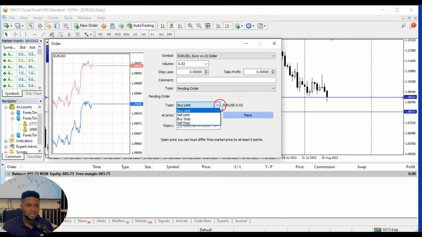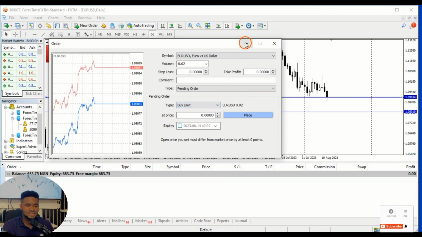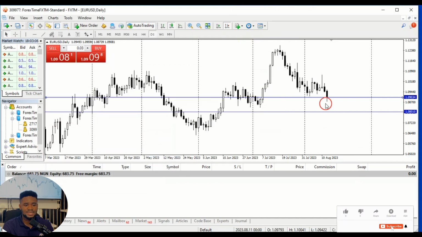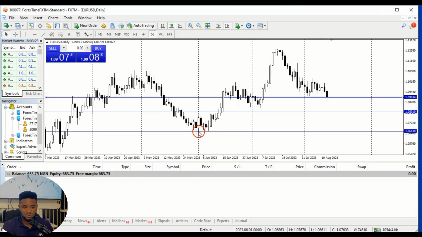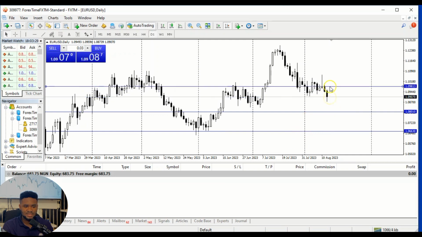Now, for a buy limit, let's say for example I'm buying at this level. I believe that this market, currently at this level, is going to come here, maybe target this liquidity, and then go up. So what I will do is set my buy limit here, and my stop loss is going to be here. Take your time and watch this video, you're going to understand it. It's not rocket science. So if I'm buying at this level, this is my stop loss, and this is going to be my take profit.